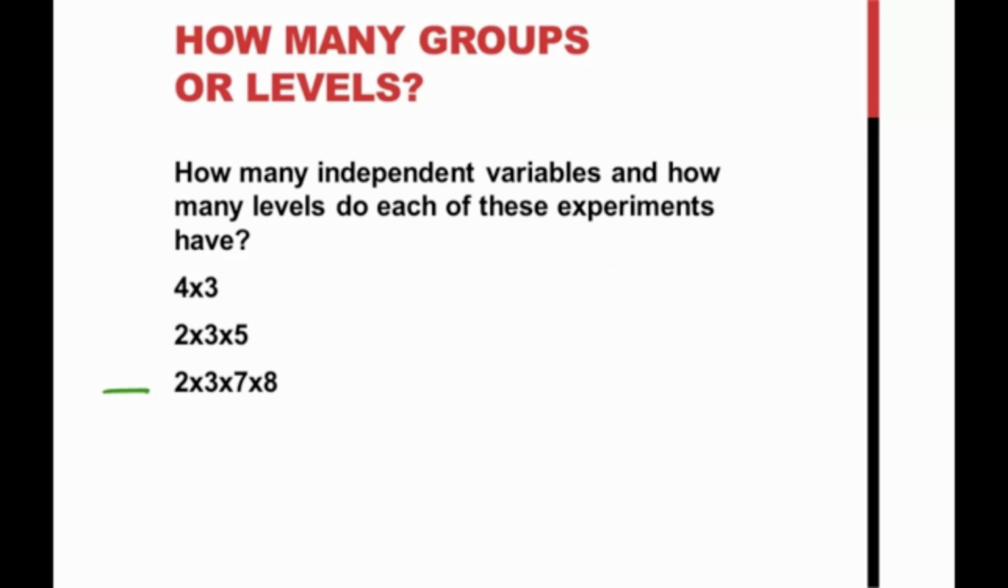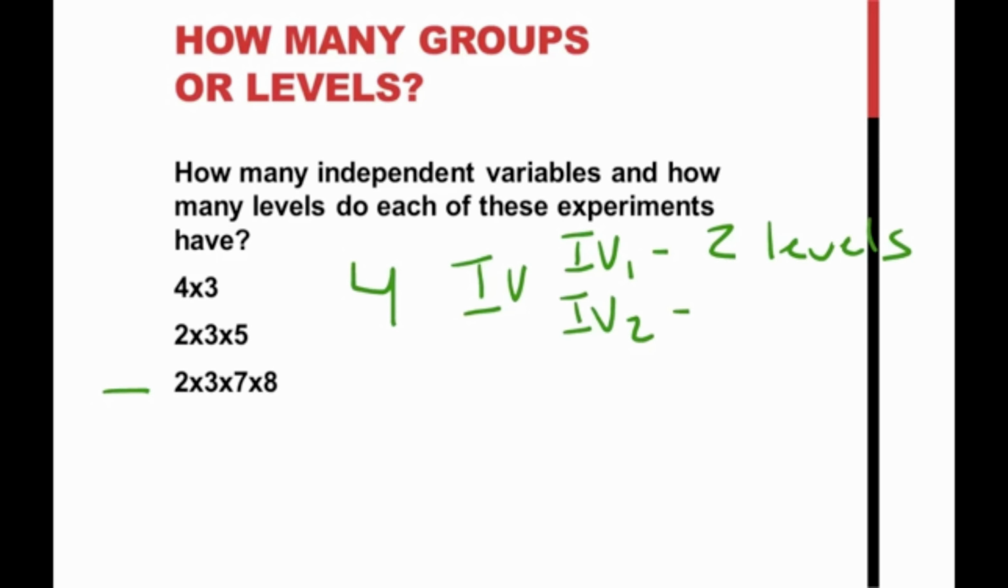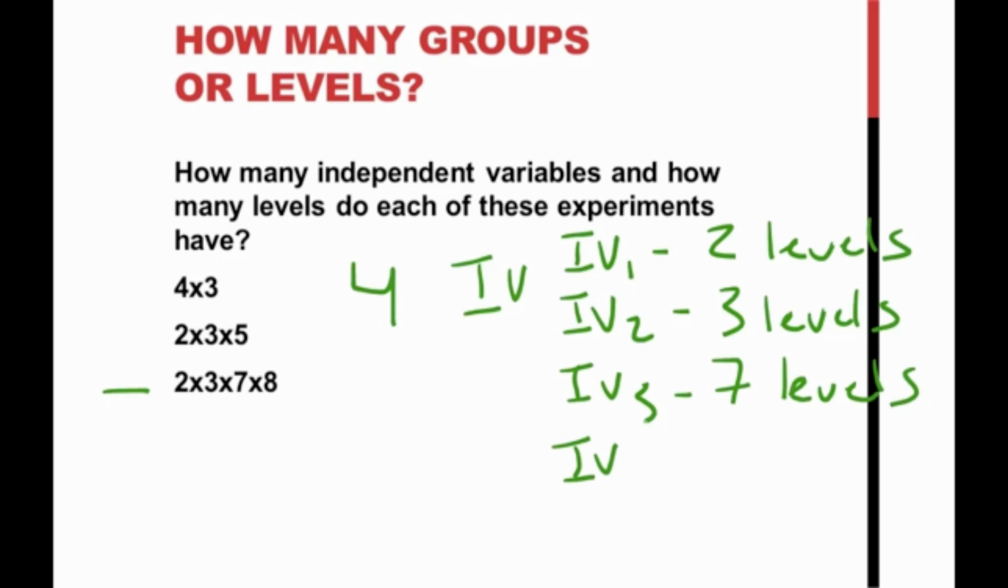Last here is our most complicated design. We have 4 independent variables here. Our first independent variable has 2 levels. Our second independent variable here has 3 levels. Our third independent variable here has 7 levels. Oh my. And our fourth independent variable here has 8 levels.